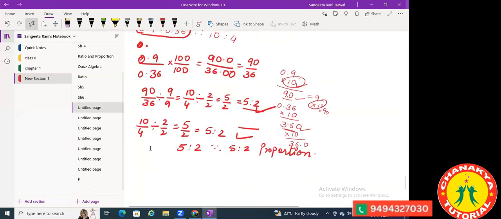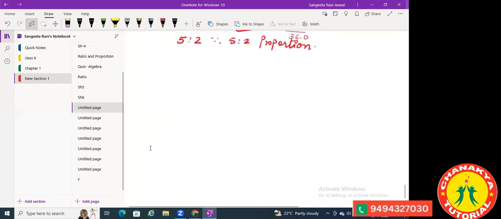I'll give you some more sums of decimal points, but please practice your decimal concept. If you have your junior class books, please look into those books and be thorough with your decimal concepts. You must have done that in third, fourth class maybe.